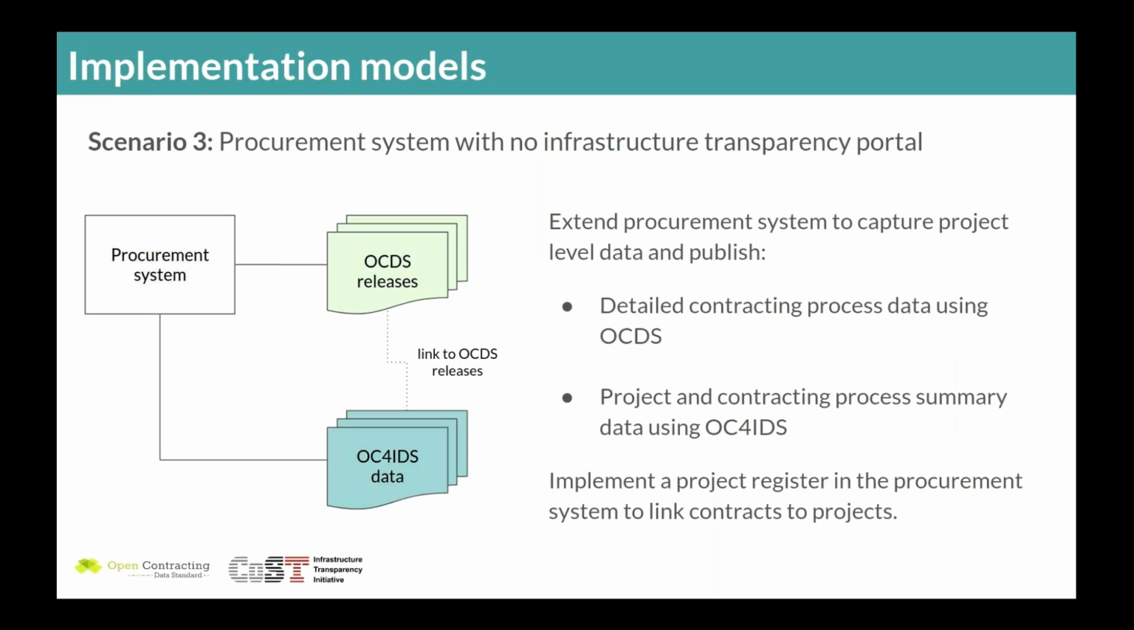And then scenario 3, we don't have anyone working on this implementation at the moment, but we're expecting to see it in the future. So that's where there's a procurement system, but no infrastructure transparency portal. So I think this may be the case in some of the countries that you're working in. So rather than implementing a separate infrastructure transparency portal, an existing procurement system is adapted or extended to also capture the project level data. Okay, so then the procurement system can then publish both OCDS and OC4IDS.